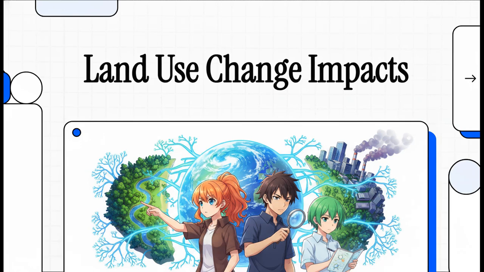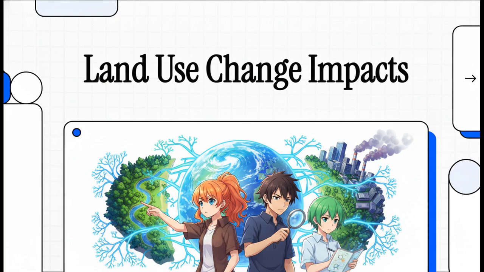Welcome to This Explainer. Today, we're decoding a massive, literally planet-sized puzzle. How humanity acts as a catalyst, completely altering the delicate balance of Earth's life support systems. For all you A-level geography students out there, this is absolutely core material.